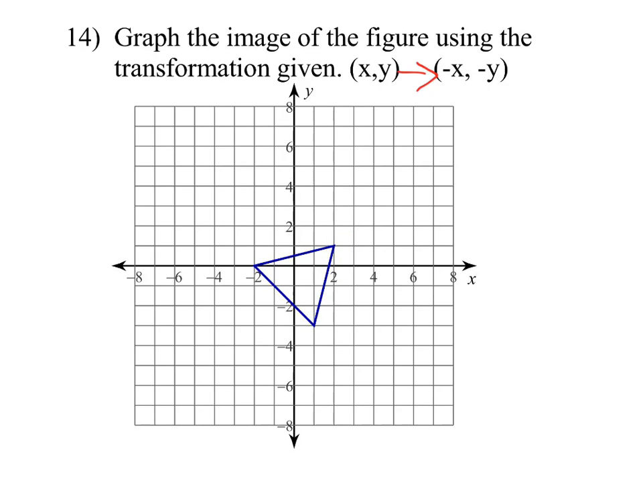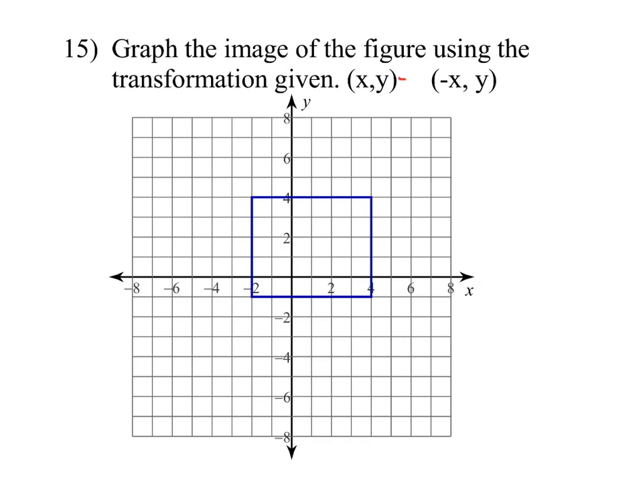Or you can just think of the coordinates. Like the coordinates here are 2, 1. When you change the signs on it, 2, 1 is going to become -2, -1, which is going to be right there. And if you take this point, -2, 0, it becomes +2, 0. And then this one is at 1, -3. Change the signs, -1, +3. Gives you this point here. Connect that up, and it's the same triangle, just rotated around the origin 180 degrees.